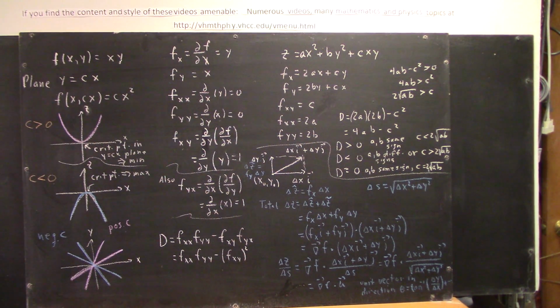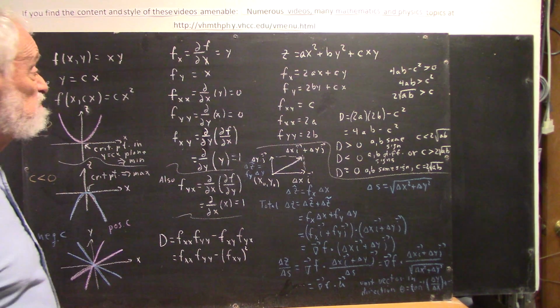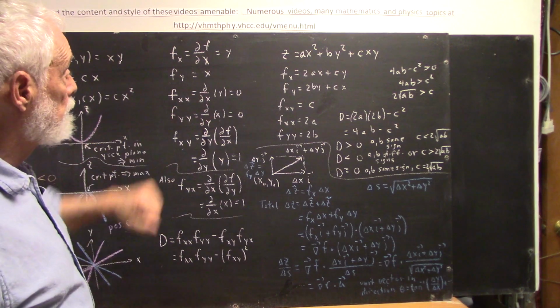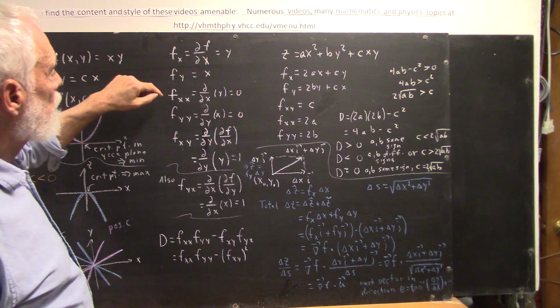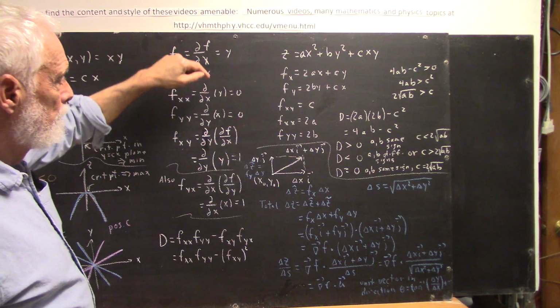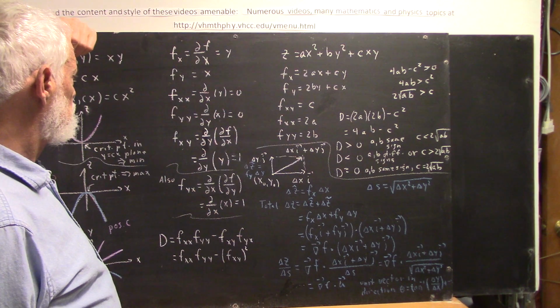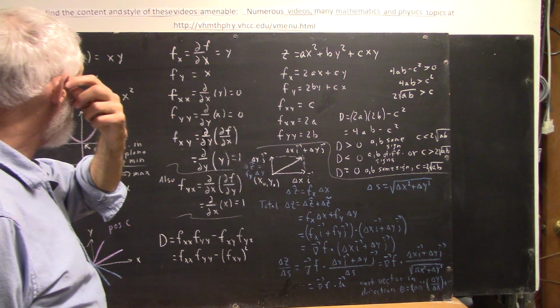Now if we try to use partial derivatives to see how this function behaves near its critical points, the x derivative is y, the y derivative is x. The second x derivative is 0. And the second y derivative is 0.